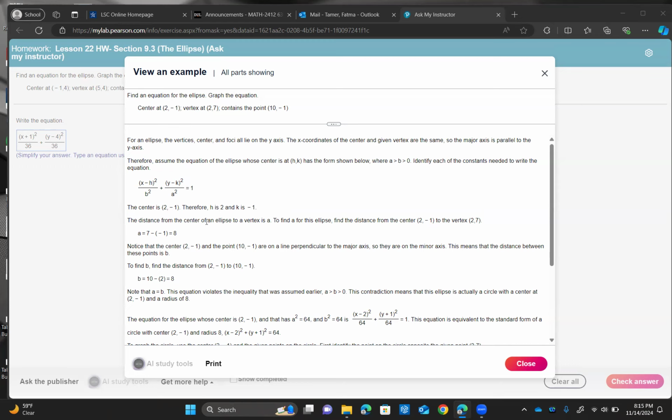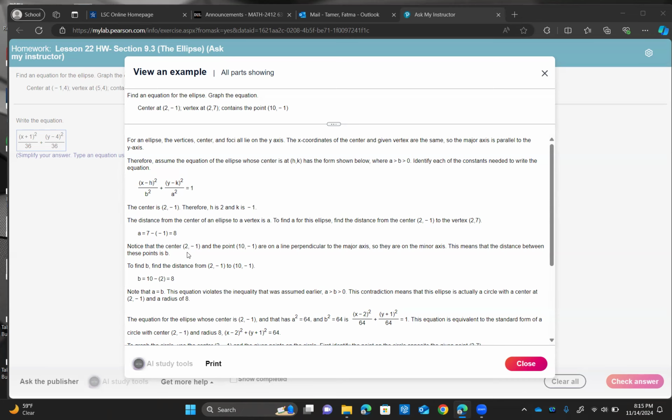The distance from the center of an ellipse to a vertex is a. To find a for this ellipse, find the distance from the center (2, negative 1) to the vertex (2, 7). The x values are the same, but there is a vertical difference. The difference between negative 1 and 7 is 8.